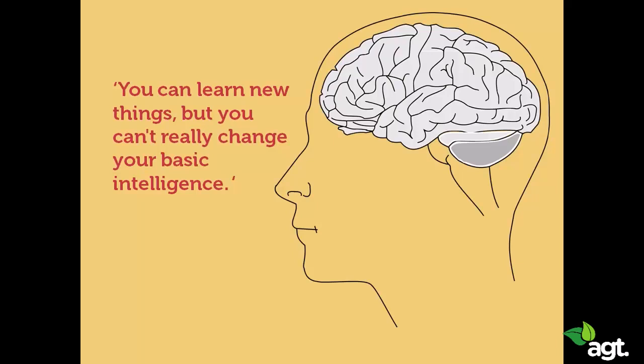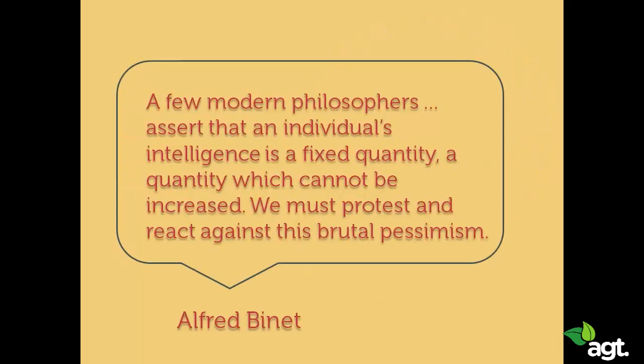And for this I'll share with you a quote by Alfred Binet. He is the inventor of the IQ test. He said back then in the 1920s, when he invented the IQ test, that a few modern philosophers assert that an individual's intelligence is a fixed quantity, a quantity which cannot be increased. We must protest and react against this brutal pessimism. And then he continues, with practice, training, and above all, method, we manage to increase our attention, our memory, our judgment, and literally to become more intelligent than we were before.